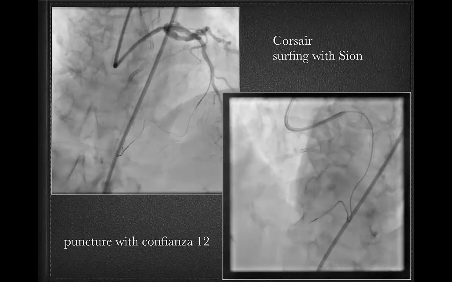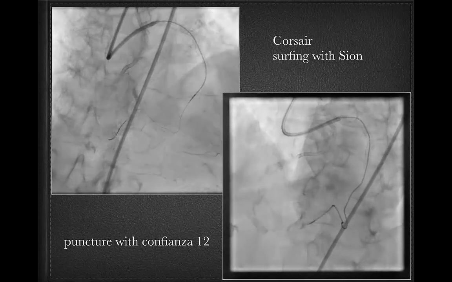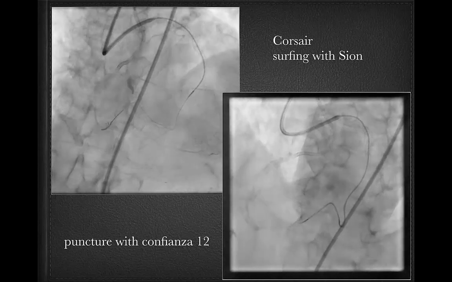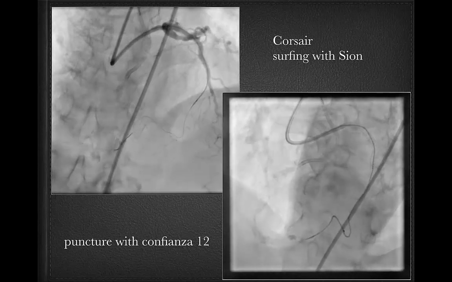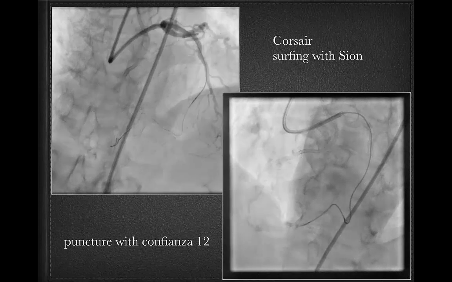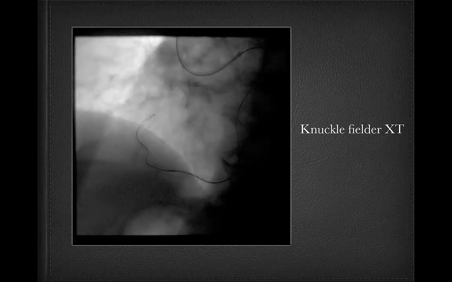Then at this point, I advance my Corsair at the distal cap of the occlusion, and as you can see, it was very, very calcified. So the only way is to puncture the distal cap. So I use Confianza Pro 12, puncture, and then just advance the Corsair 1 centimeter inside the distal part of the RCA. And so we have a roadmap of this artery because of the calcification. But to progress inside, it's very difficult.